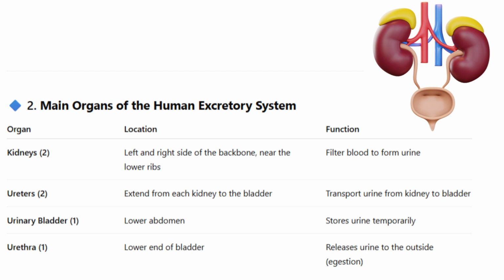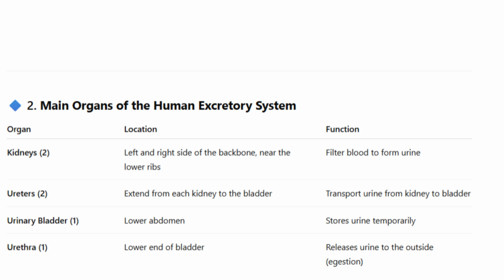The urinary bladder lies in the lower abdomen. It acts like a storage tank, holding the urine temporarily until it is ready to be expelled from the body. Finally, urine exits the body through the urethra, located at the lower end of the bladder. This process of removing urine from the body is called egestion or urination. So remember, the main excretory organs in humans are the kidneys, ureters, urinary bladder, and urethra, each playing a vital role in keeping our body clean and balanced.